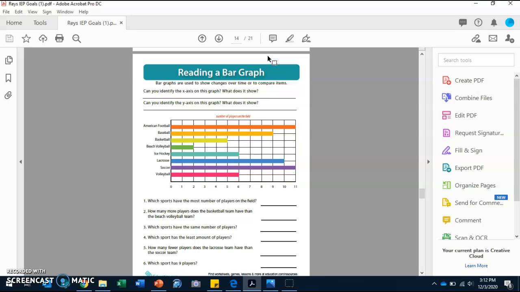And here in this worksheet, it says bar graphs are used to show changes over time or to compare items. I will be doing some of the questions with you, and then the rest you will be working on your own. So here at the top, it says, can you identify the x-axis on the graph? What does it show? Do you remember where the x-axis was? Is this the x-axis or is this the x-axis?